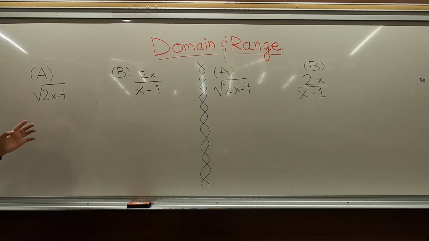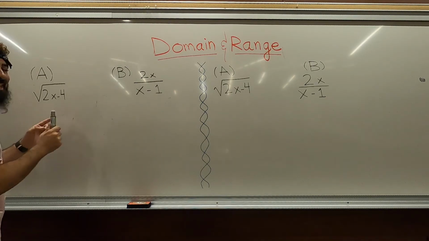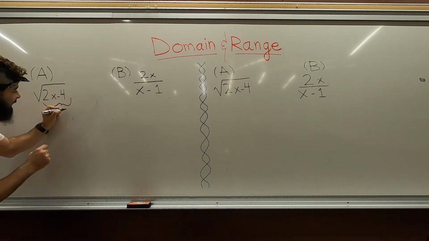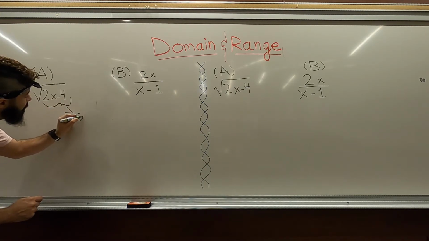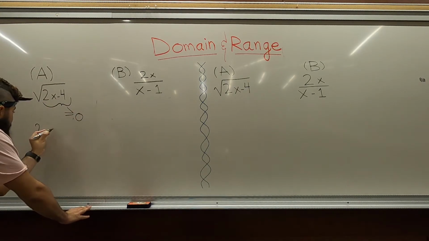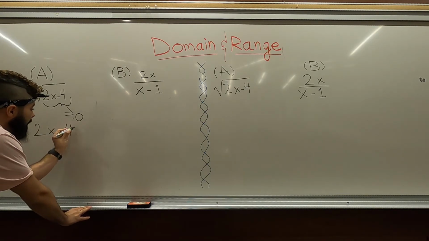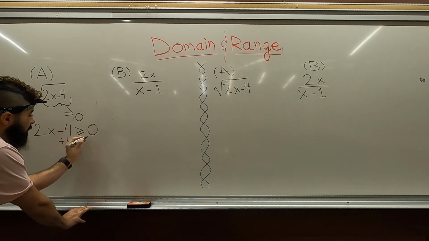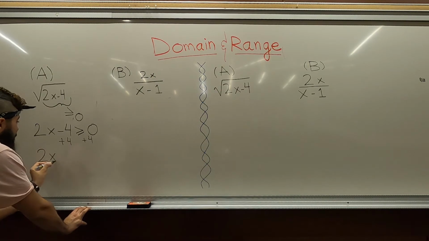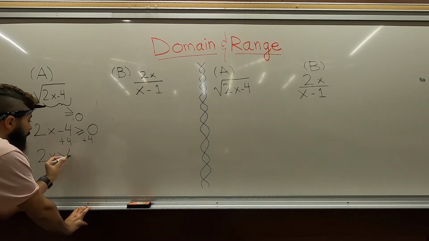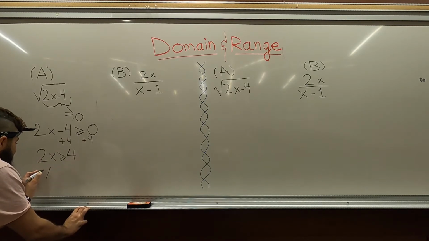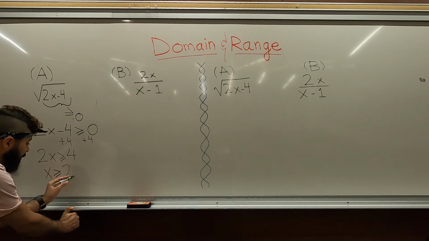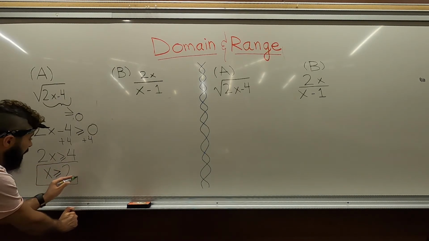So it's a square root. Now the general rule is you always want what's inside the square root to be not negative. To be not negative is the same as setting it greater than or equal to 0 and solving. So 2x minus 4 is greater than or equal to 0. Adding 4 to both sides, we get that 2x is greater than or equal to 4. And that means, when you divide both sides by 2, x is greater than or equal to 2, which is the domain for this one.